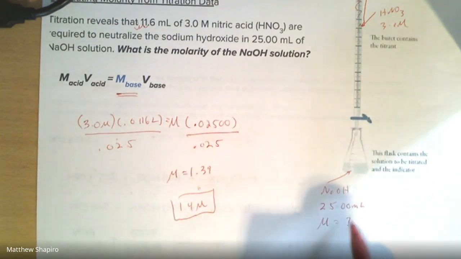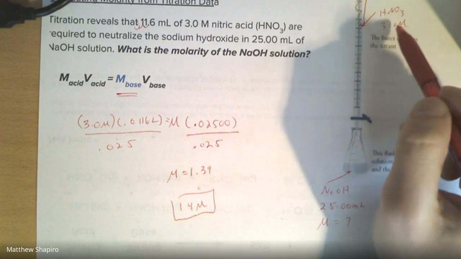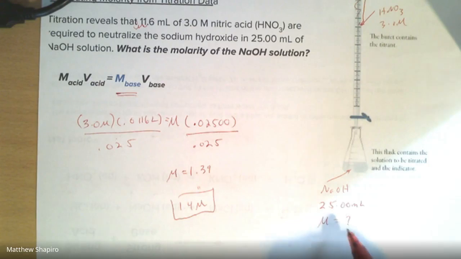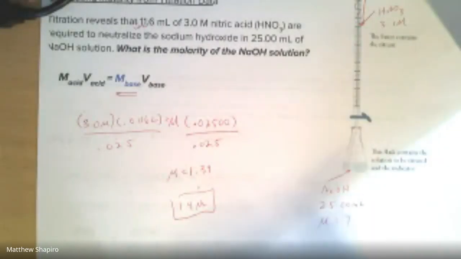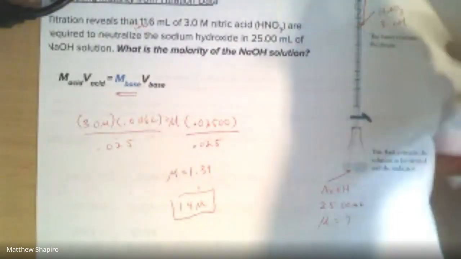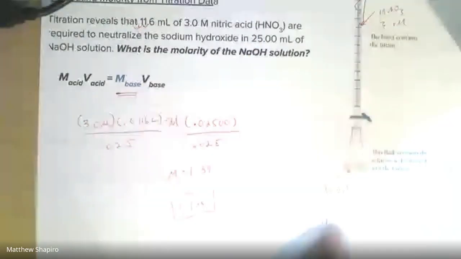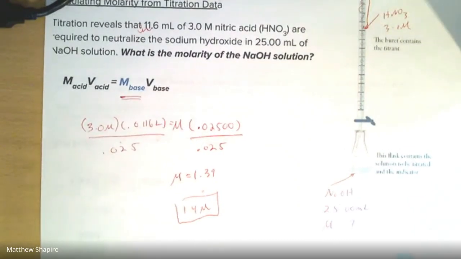right? I had 25 mils of base. I needed 11.6 mil of 3 molar acid to neutralize it. So since I have more base than I have acid, that means the molarity of my base has to be less, right? You can think about this other question. If it took 25 mils of a 3 molar to neutralize this, in other words, if the volumes were equal, then the molarities would have to be equal, right? So the fact that I had to use less volume of acid than I had base in my flask tells me that the acid has to be more concentrated in order for that titration to work.